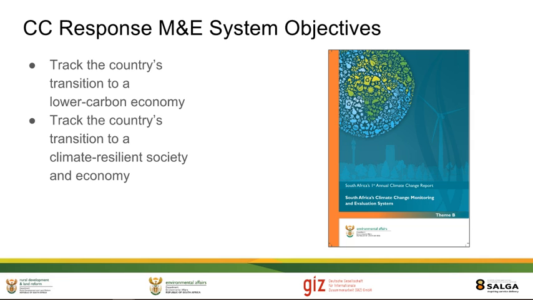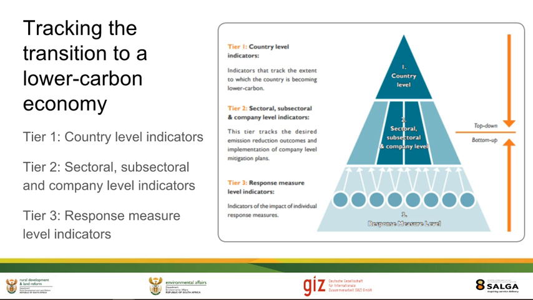There are 2 main objectives of South Africa's Climate Change Response M&E system, which are to track South Africa's transition to a lower carbon economy and to track the transition to a climate-resilient society and economy. We are now going to look at the monitoring and evaluation systems that have been developed to measure each of the main objectives of the Climate Change Response M&E system, which was identified earlier.